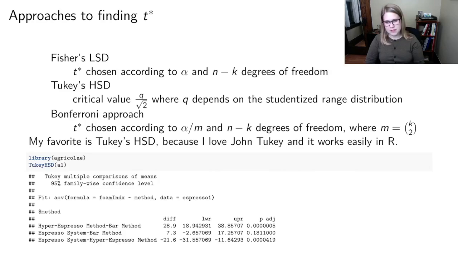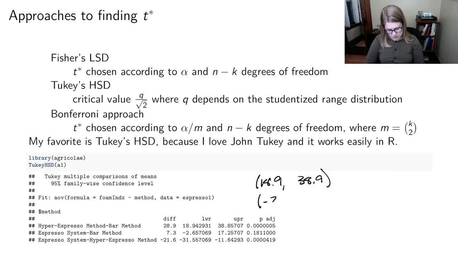So my favorite of these methods is Tukey's HSD, because I'm a huge fan of John Tukey, and also because it works really easily in R. You need the agricolae package for this to work, but then you can just run TukeyHSD on a model object, and it will do all of the computations for you. So the thing you probably want to focus on are the lower and upper, and these are the confidence intervals for the differences. So the hyper espresso method minus the bar method, we're 95% confident it's between 18.9 and 38.9. So we're pretty sure that the hyper espresso method is better in terms of the foam.